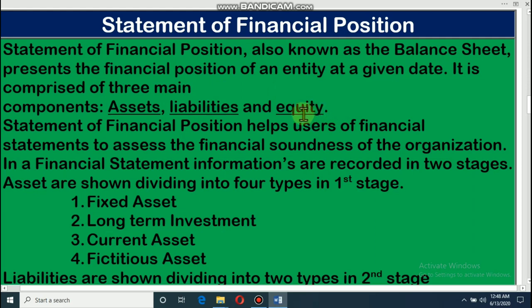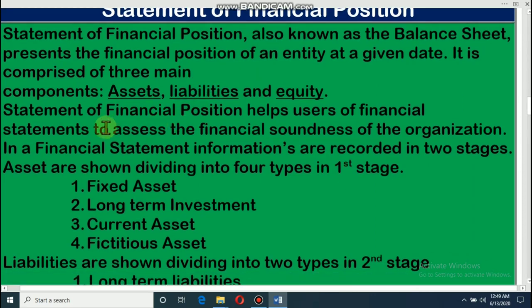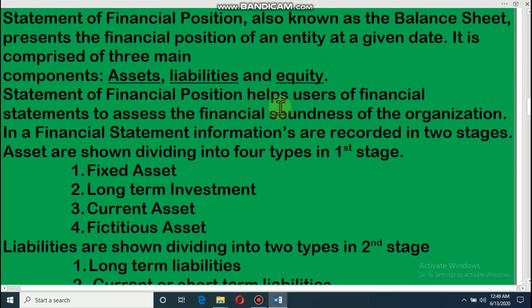Dear student, in the last class we discussed equity, how we can find out the equity. So today mainly we'll discuss asset and liabilities. Dear student, the statement of financial position helps users of a financial statement to assess the financial soundness of the organization. That means it helps users understand the financial condition, the financial soundness of that organization.